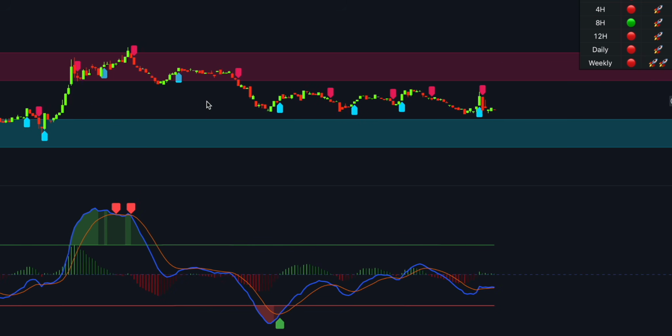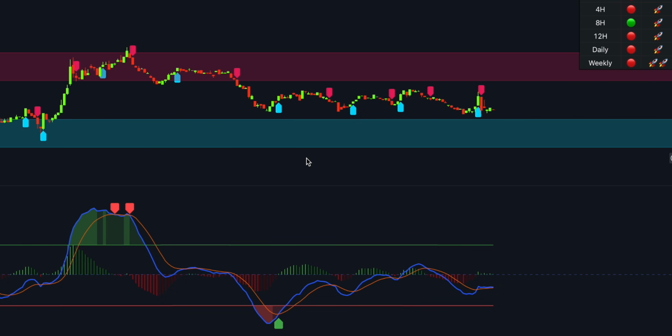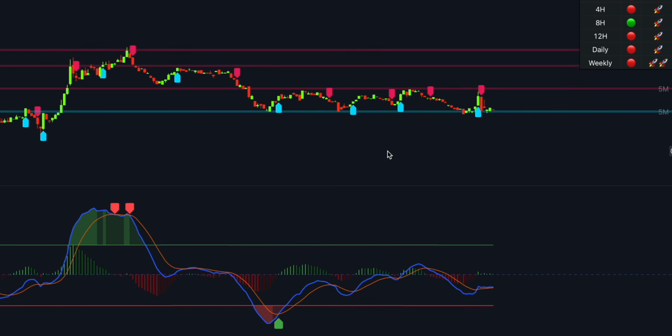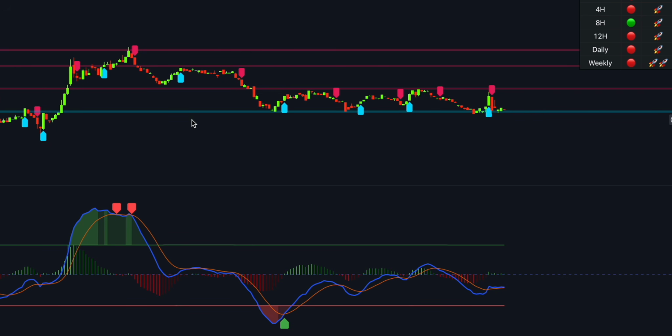For example, we're currently on the 5-minute chart. Let's enable support and resistance for the current time frame. As you can see, these levels aren't strong enough for the market to respect them. They get broken by the price very often.